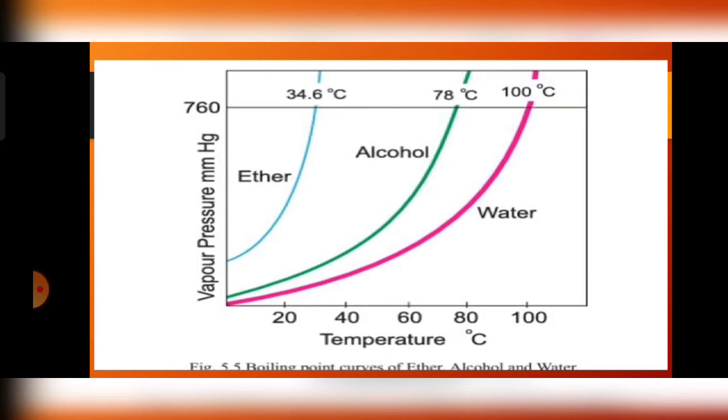Similarly, alcohol has 25 millimeter of mercury at 0 degree Celsius, and at 78 degrees Celsius it will start to boil, as its vapor pressure will be equal to the external or atmospheric pressure. Similarly, water requires 100 degrees Celsius to boil, because it has only 5 millimeter of mercury vapor pressure at 0 degrees Celsius. Any liquid will start to boil when its vapor pressure above the surface equals the external or atmospheric pressure.